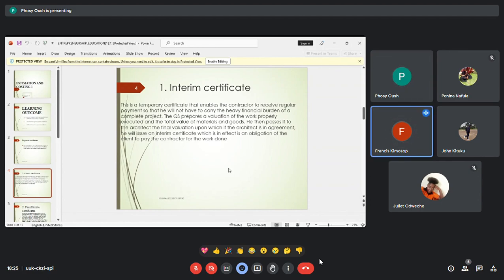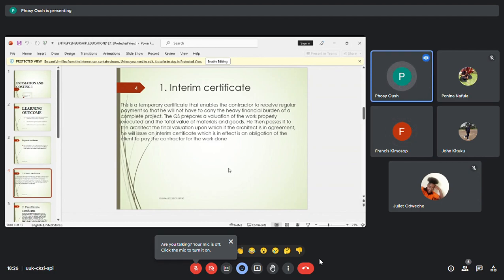The certificate is issued based on work done, normally depending on the financial situation, only if the client is in agreement. Okay, thank you, Francis.